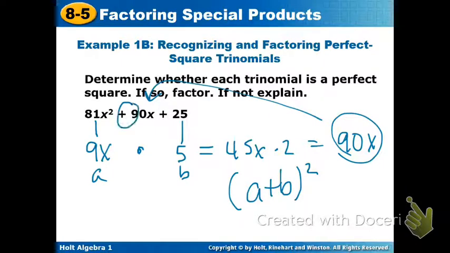The B. Yes, very good. Thank you, girls. Because the B is positive, that's going to look like what? What's our A? 9x plus 5 squared. And that's it. That's all you have to do.